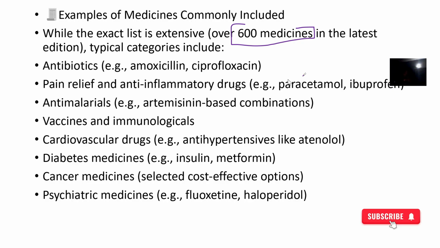We have pain relievers and anti-inflammatory drugs like paracetamol, ibuprofen. If you notice, these are the drugs that you always see, they're very common in the pharmacy. So we have antimalarials like the artemisinin-based combinations. We have vaccines and immunologicals. We have cardiovascular disease, all those antihypertensives like atenolol. We have diabetes medicines like insulins and metformin. Then we have cancer medicines on the list too. There are different types. The psychiatric drugs like fluoxetine and haloperidol.